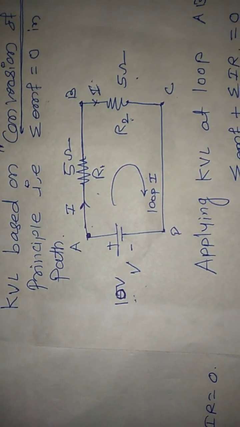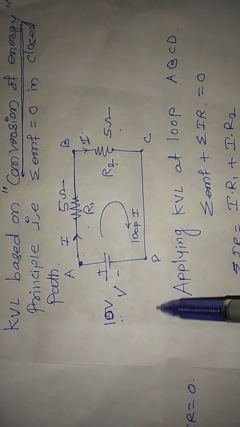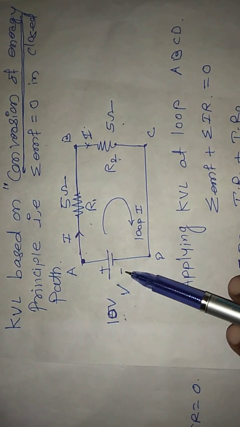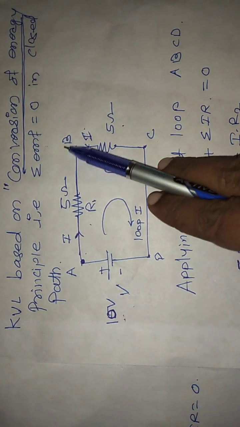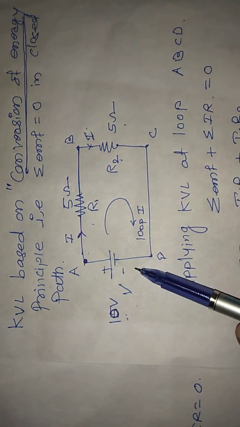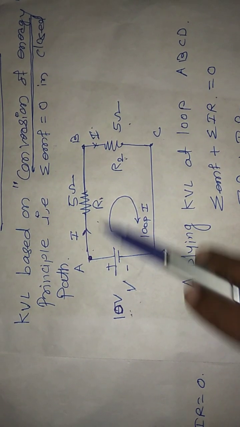In this circuit diagram, consider the current direction and loop direction. For example, the current is flowing from the positive to the negative terminal, from point A to B, B to C, C to D, and the current will stop at the negative terminal of the battery. The current direction and the loop direction are in the same way.